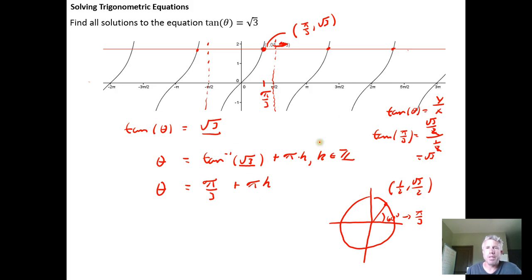So different than the sine and cosine function, the period, which you have to add on to the tangent inverse to get additional solutions, is half that of the sine and cosine. Sine and cosine have a period of 2 pi. Tangent has a period of pi. Add an integer multiple of the period onto the primary solution in order to get all solutions to the tangent function.